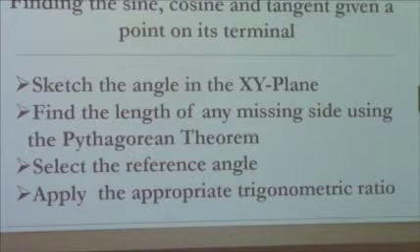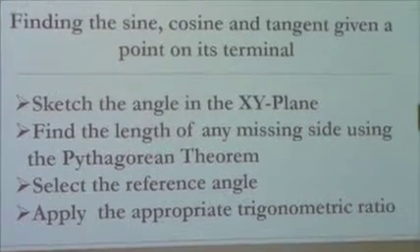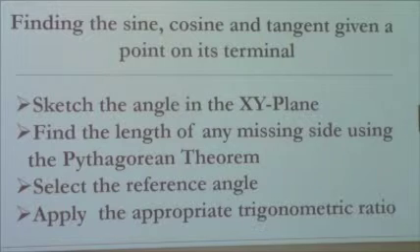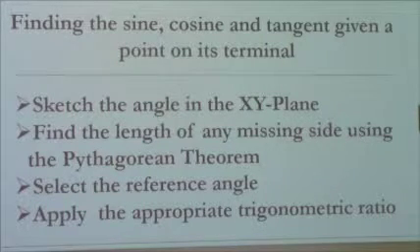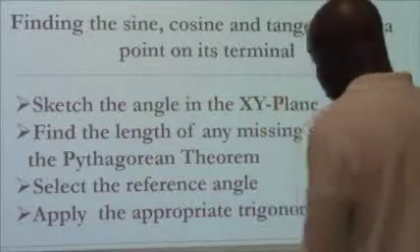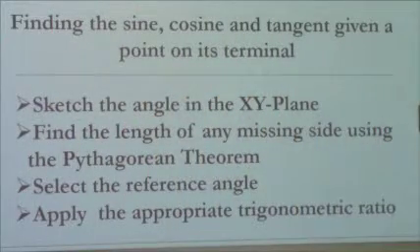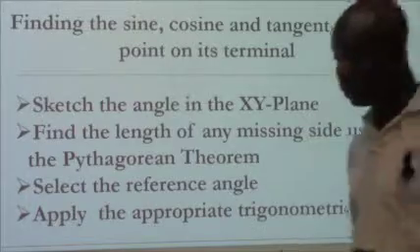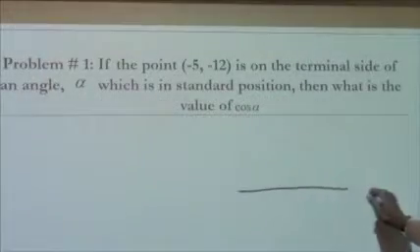So how do we find the sine, cosine, tangent given the point on its terminal side? We sketch the angle in the xy plane. Then we find the length of any missing side using the Pythagorean theorem. We select the reference angle and we apply the appropriate trigonometric ratio. Let's see how it works.